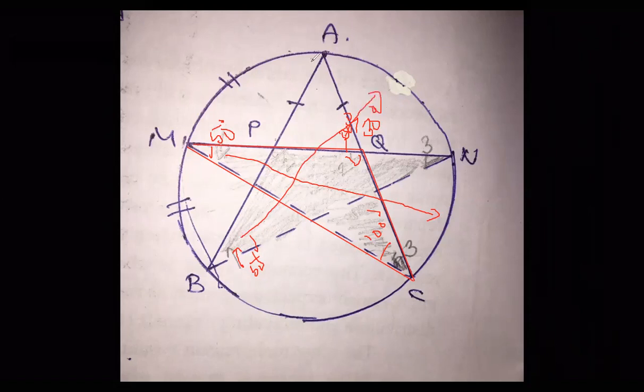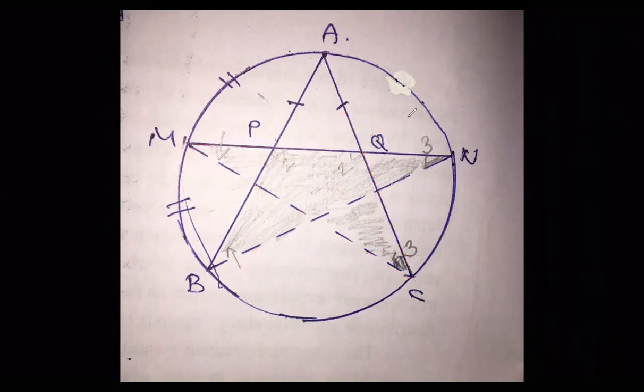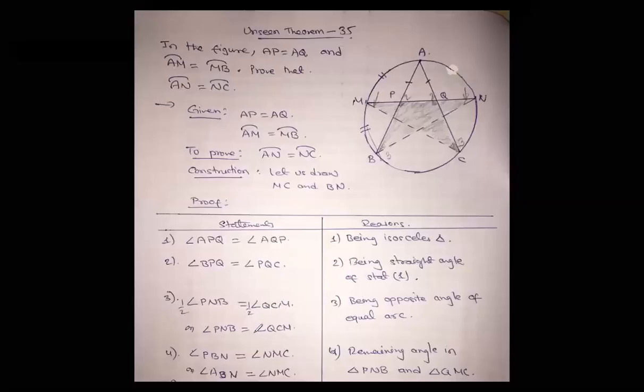Okay. So let us go to the next figure. Look here. In number 4, it is said that PBN. So PBN. This angle and this angle they are equal to each other. Sorry, not this one, this angle. They are equal to each other. So why are they equal to each other? Because they are the remaining angles. This angle and this angle they are equal to each other.